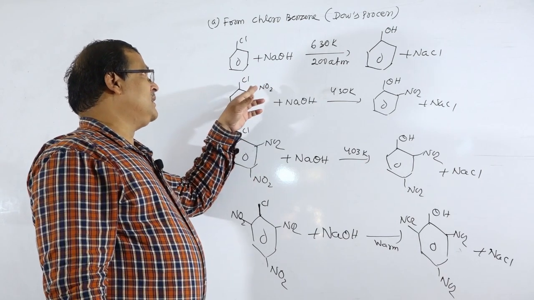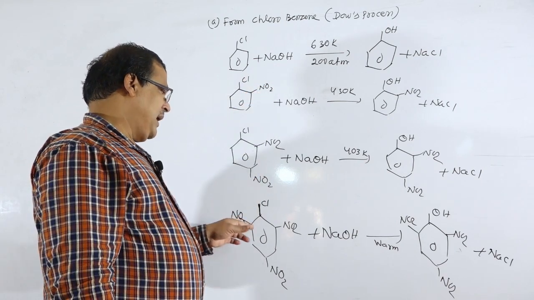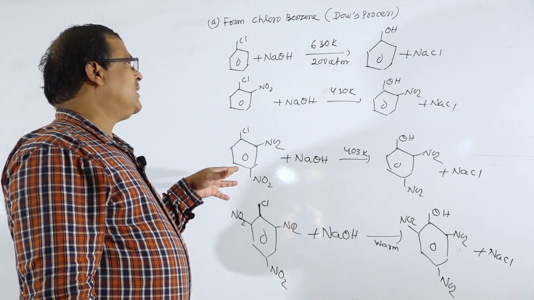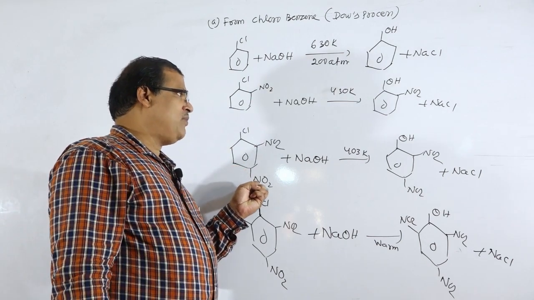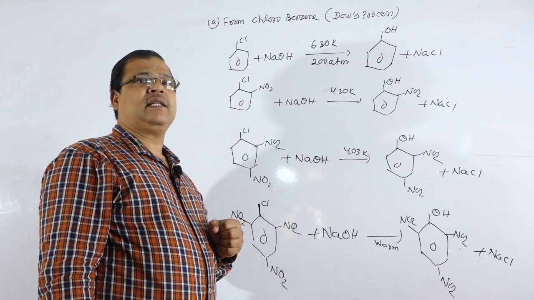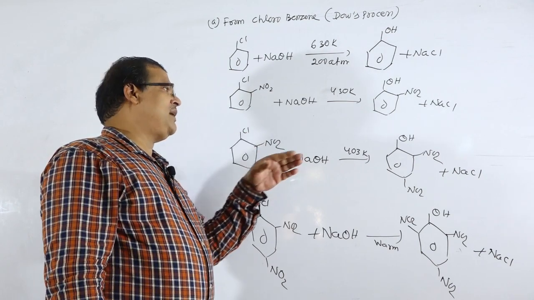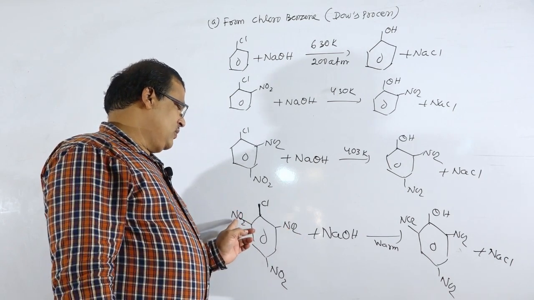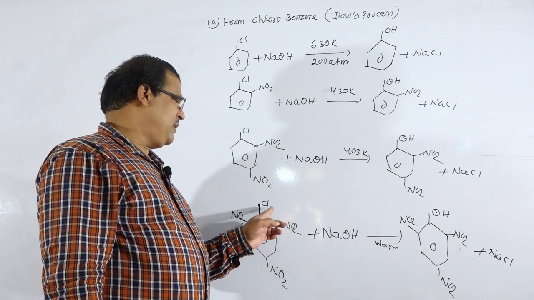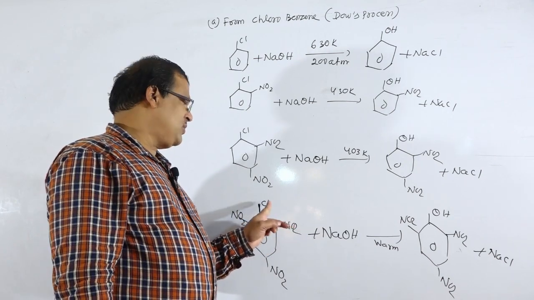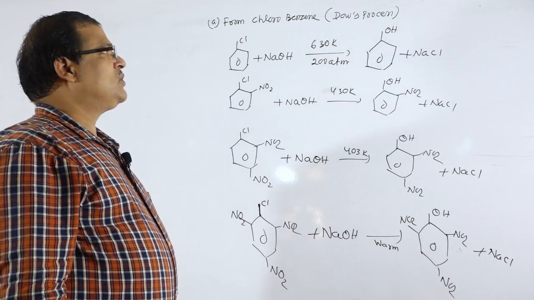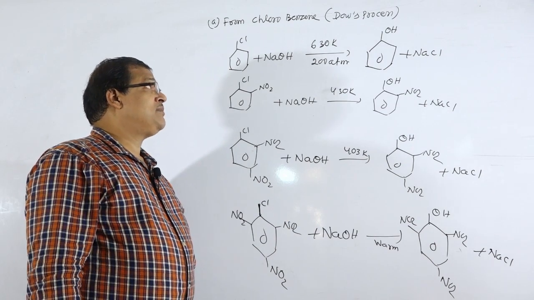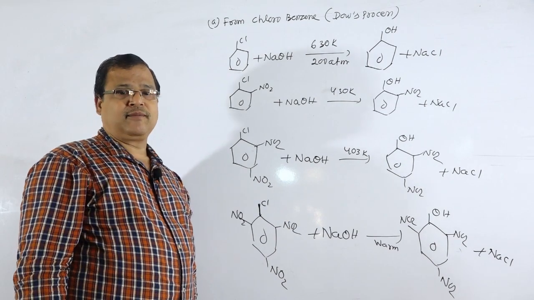If we increase the number of NO2 groups, that is minus I groups, in this chlorine chain, then the replacement of Cl by OH group will be accelerated. The more minus I groups there are, the easier the substitution of Cl by OH group. So that is regarding the methods of preparation of phenol from chlorobenzene.